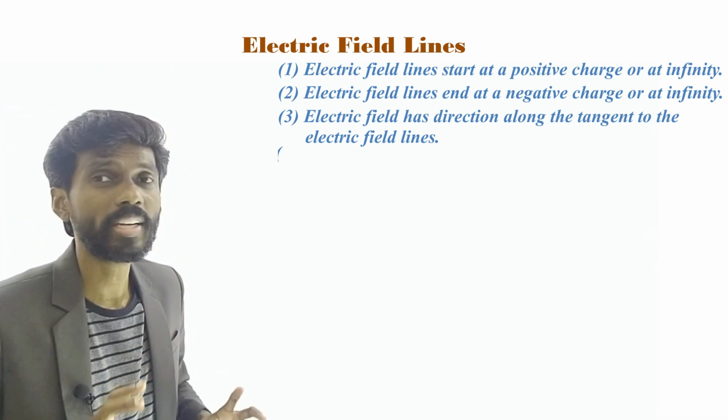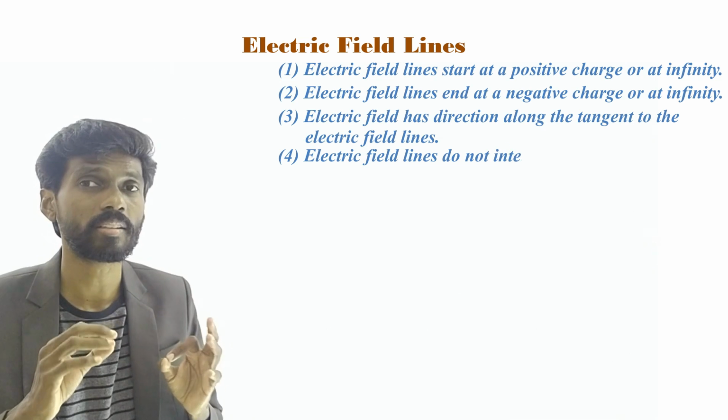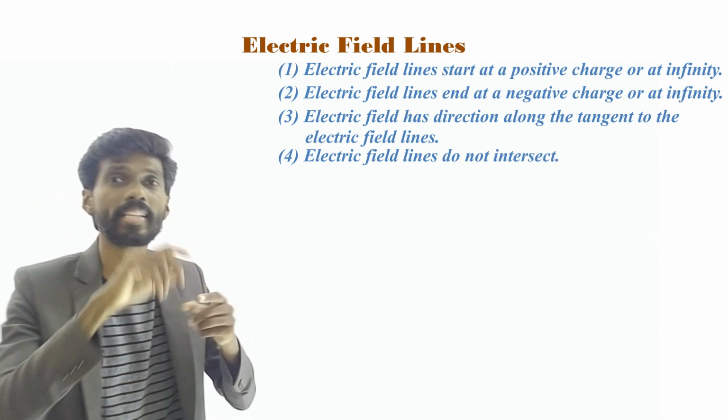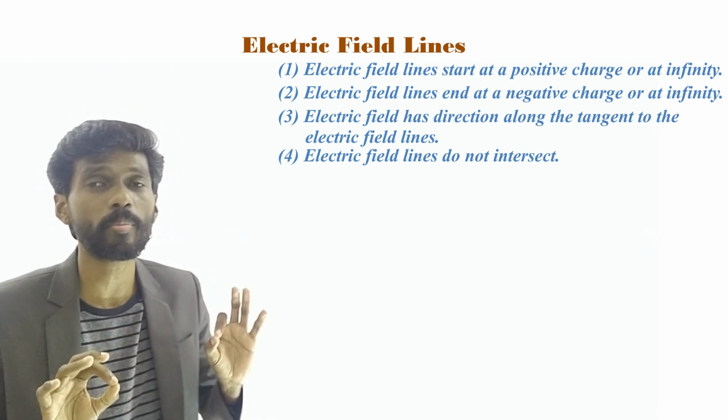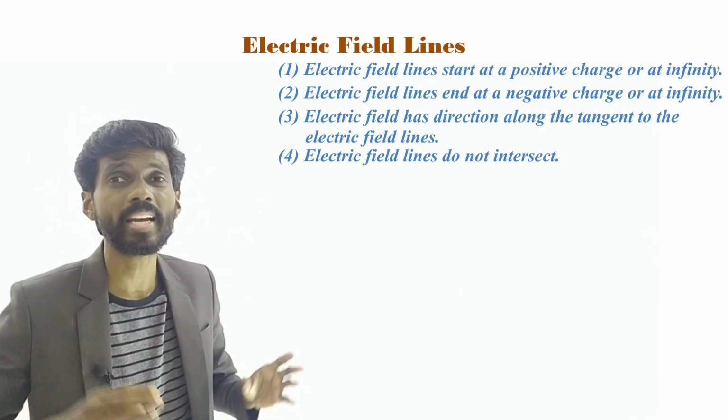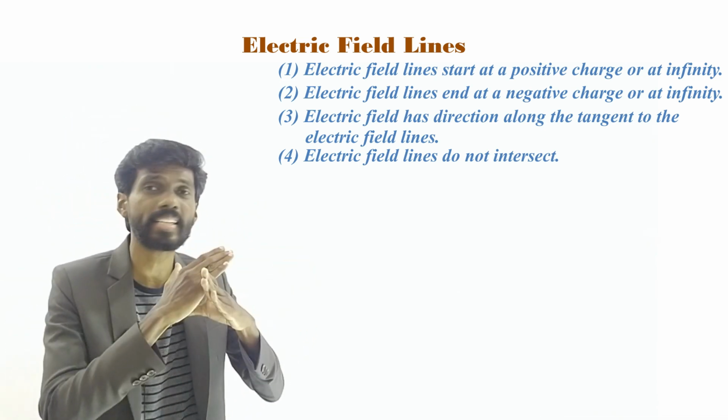The next point is that electric field lines do not intersect. If two electric field lines intersect, at that point of intersection we have two different directions for the electric field. So that is not possible. Electric field lines will never cross each other. Do you understand? They will not intersect.